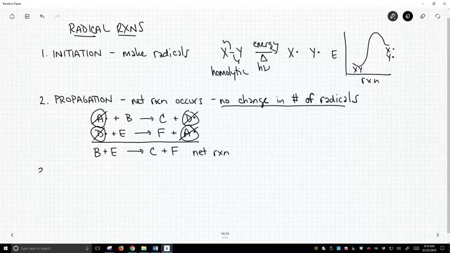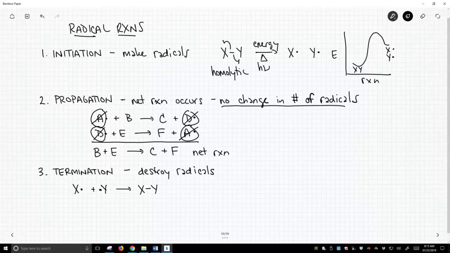Okay, so how does this all end? Well, it ends with the termination step, or termination stage. Now, termination is the opposite of initiation. We're not going to make radicals, we're going to net destroy radicals. The concentration of radicals will go down as a result of the termination steps. So, termination is when any radical reacts with any other radical and forms some kind of product. So the opposite of the initiation step would be X plus Y as radicals, forming some molecule XY.